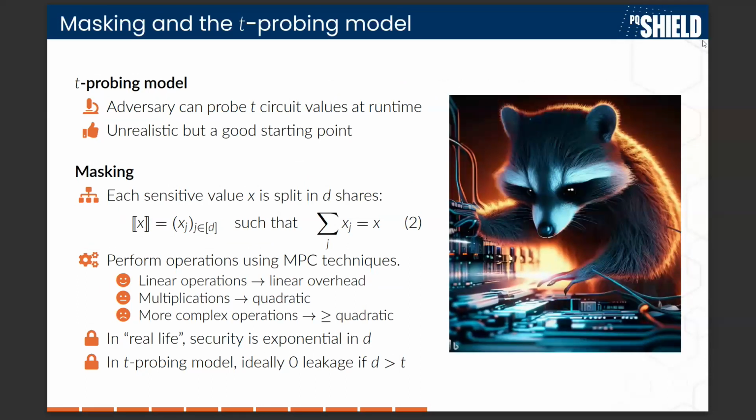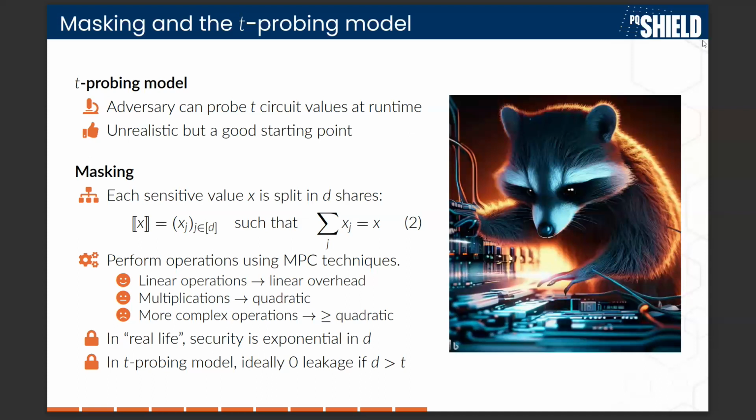So the most robust countermeasure that we have against side channel attacks is masking, which is widely used. The idea of masking is to split each sensitive value in the computation into a bunch of shares, so basically secret share them, so that the real value is just the sum of all these shares. You can then analyze algorithms in the so-called T-probing model, where you allow the adversary to see up to T sensitive values in the computation, but no more. This is an interesting model for side channel attacks. It's not the most realistic model, but it allows us to say something. It's a good starting point for understanding things.